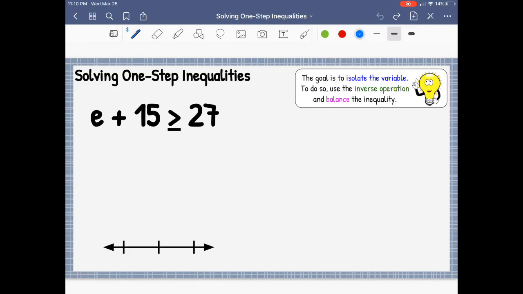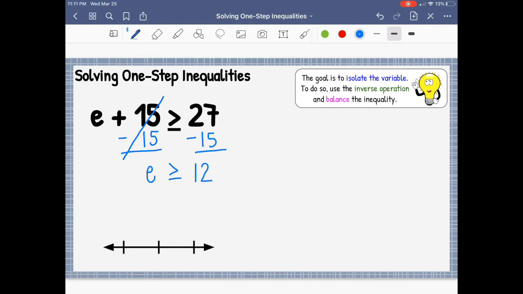So we need to subtract 15 from both sides of the inequality. 15 minus 15 make a 0 pair. So the only term remaining on the left side is our variable. Bring our inequality symbol straight down and do the math. 27 minus 15 is 12.